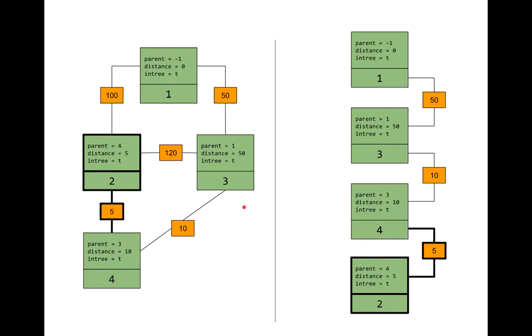And now you might be kind of wondering, well, what would happen if I had a different tree besides this example, right?